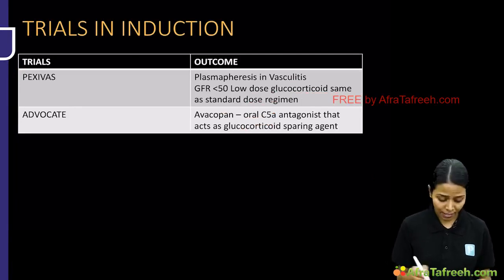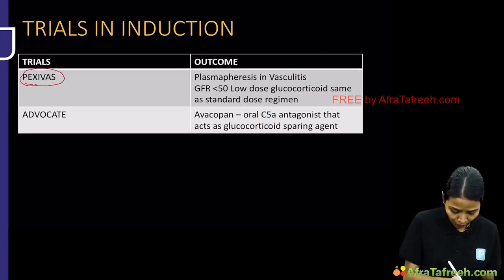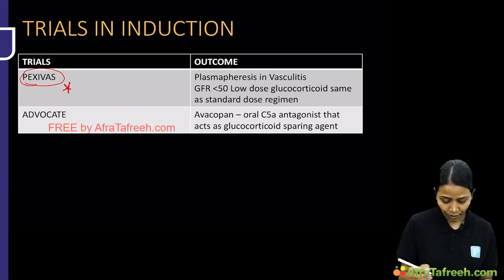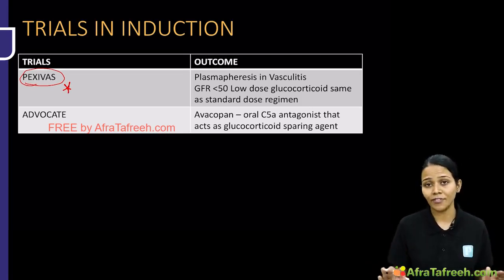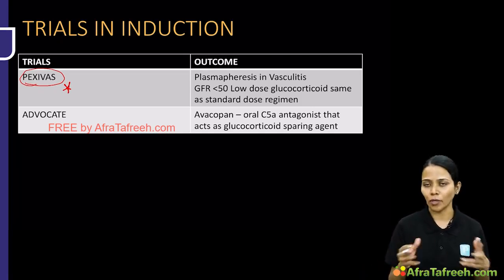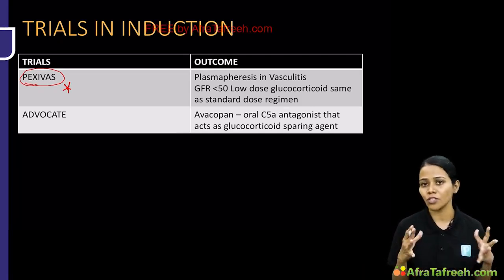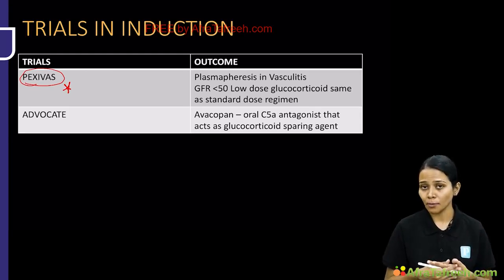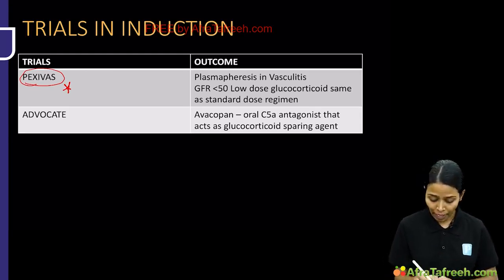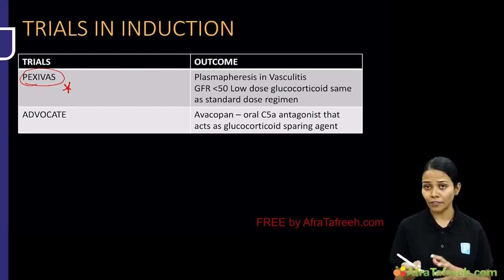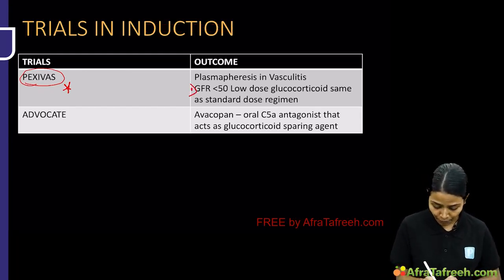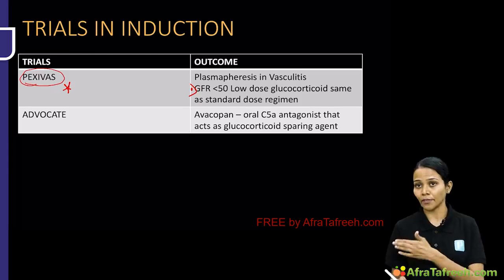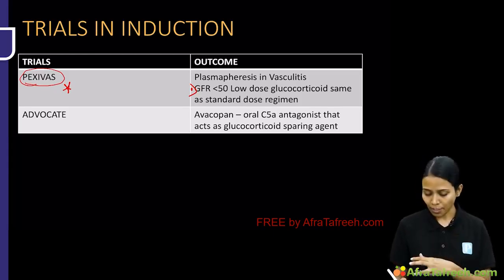Next is PEXIVAS. This is one important trial you have to remember. One important trial that created a lot of beliefs in recent times. Okay, recent time is around 2 years. I'm not telling very recent, but 1 to 2 years. This created a lot of change in our practice. Okay, that's the PEXIVAS trial. It's about the use of plasmapheresis in vasculitis, and here is the first part of that trial. I'll be discussing the second part of that trial when I come to plasmapheresis.